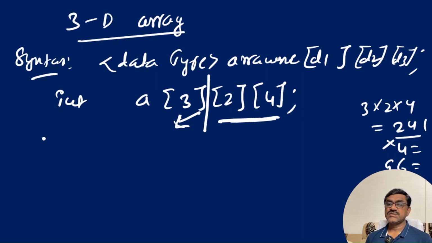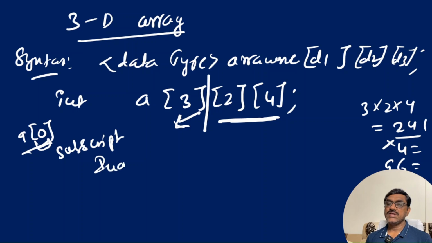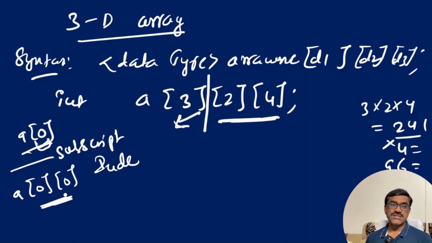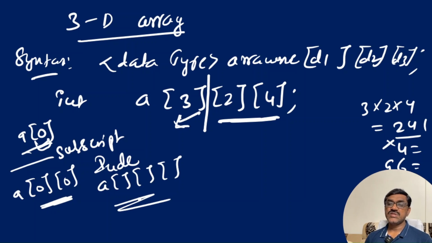How do we refer to the memory locations by using subscripts or index? In a one-dimensional array, the first index is given as A of 0. We call this part the subscript, or we call it the index. If you take a two-dimensional array, the first index is denoted by A of 0, 0. This is the way to access the elements. When you talk about three-dimensional arrays, we have to mention three subscripts like this.